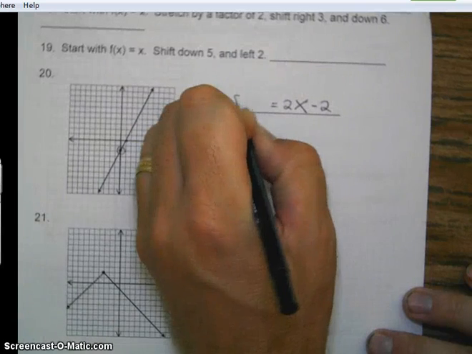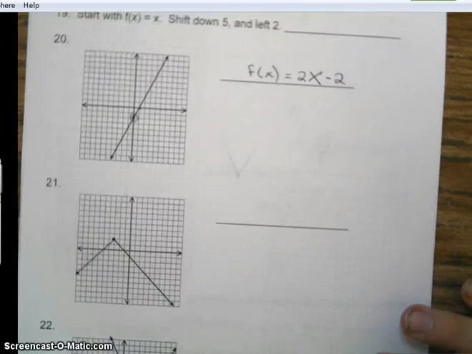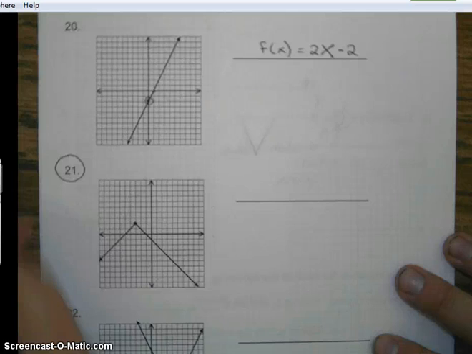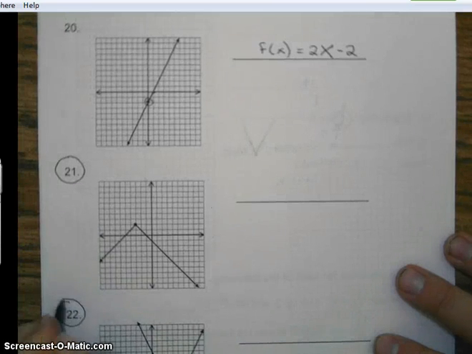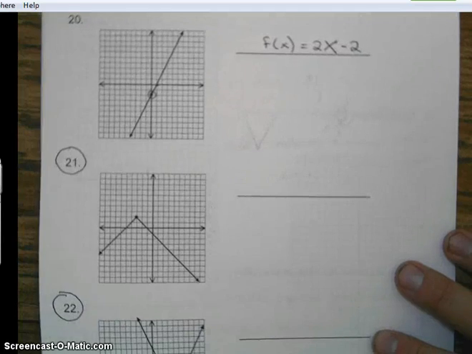And I'm going to go ahead and use function notation on this. Now, I want you to do as much of this worksheet as possible, but the ones that I circle, I really want you to have done, or at least attempt for tomorrow.